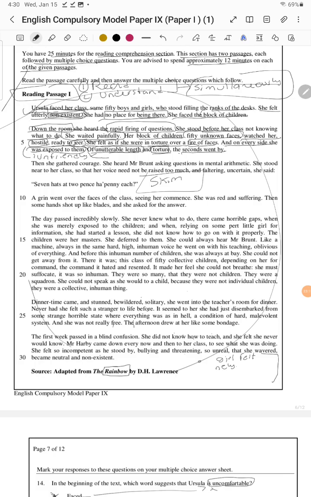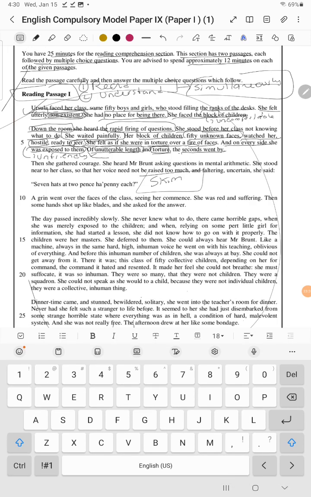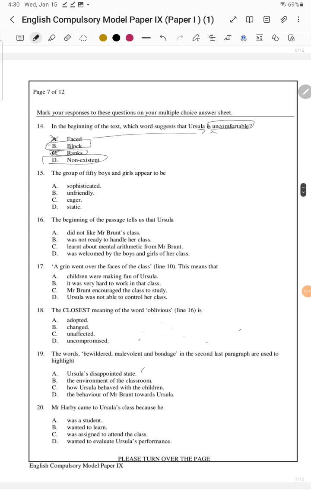She faced the block of children. So block here actually means uncomfortable, because she is not able to sit in the class, and if she is not able to sit in the class, she is feeling uncomfortable. So block is the correct answer here. Many students will make the mistake of check marking the non-existent word. This is not right because the keyword in the question is uncomfortable, not sad. If she were sad, non-existence would be the correct answer. But she is uncomfortable because of the blockage of the sitting arrangement, so the word that suggests Ursula is uncomfortable is block. So this is the correct answer. I hope you got my point.